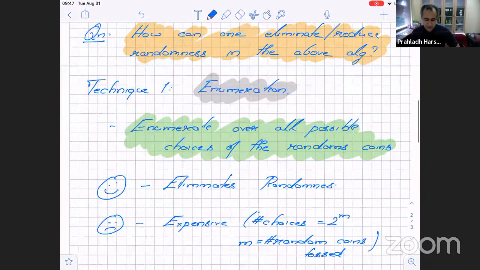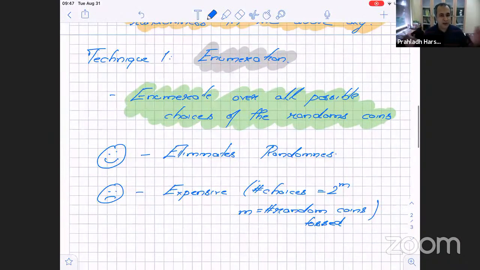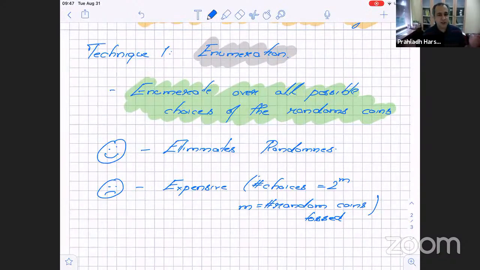This is sort of brute force. This is not what I would have expected when I said I'm going to be eliminating randomness. We want more clever ways of doing this. But the reason I want to come back to this is because sometimes we won't be able to eliminate randomness completely. We will reduce the randomness from something to some other quantity.